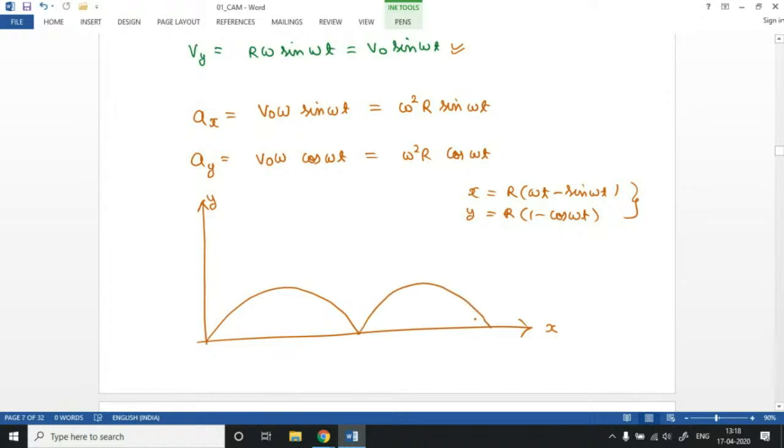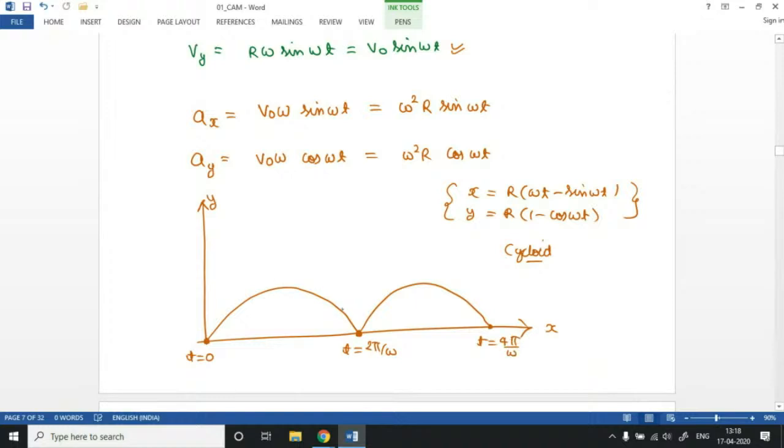And this form is basically known as a cycloid. So the locus of the point on the periphery would be a cycloid. If this point was initially touching the ground, then after one complete rotation it will touch the ground again here. So if this is t equal to 0, this would be t equal to 2 pi by omega, and it will touch again at t equal to 4 pi by omega, etc.